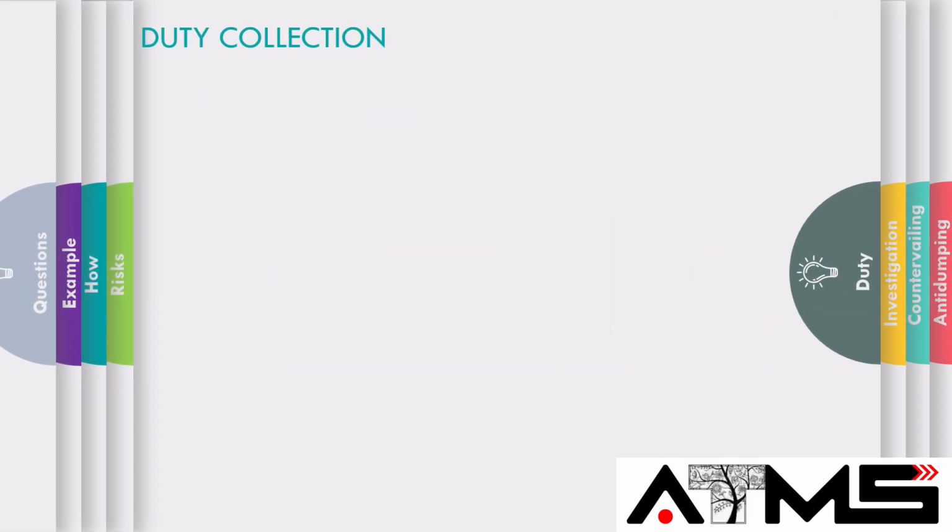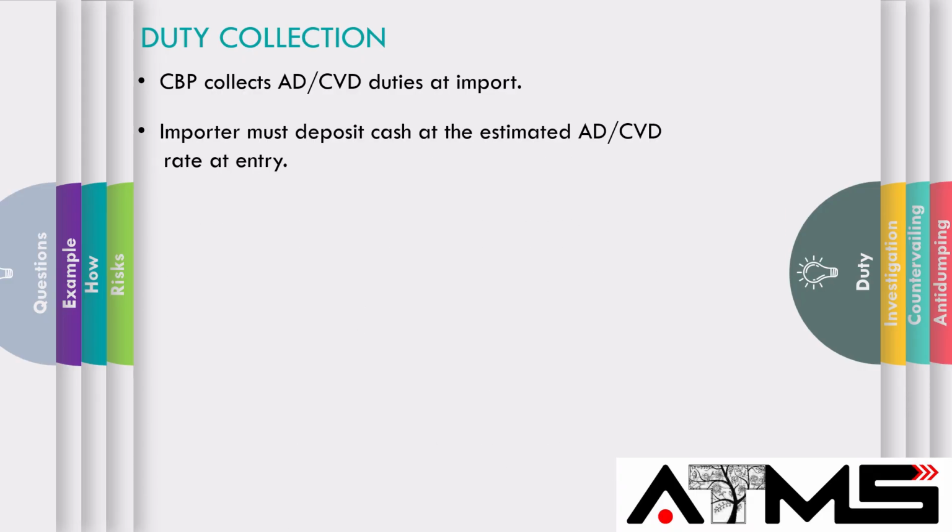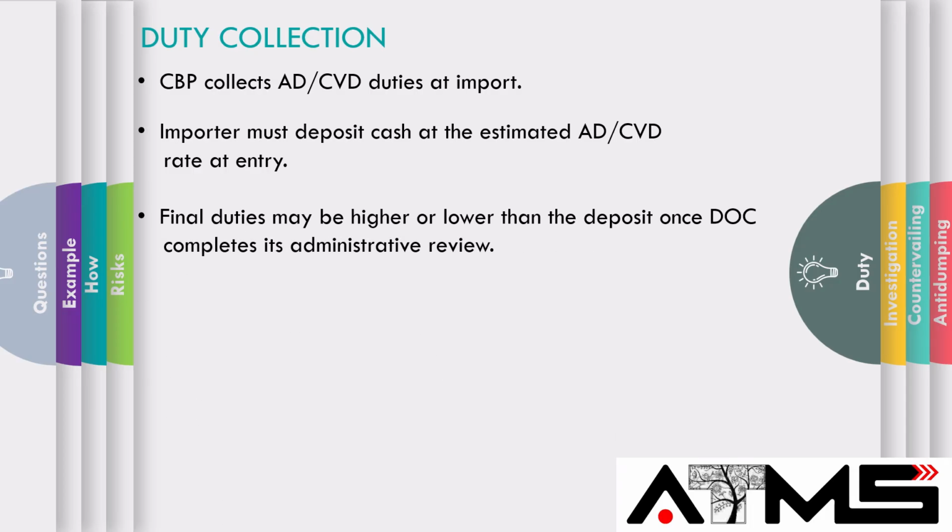Once AD or CVD orders are in place, U.S. Customs and Border Protection, which is CBP, becomes a collecting agency. Importers must pay an estimated cash deposit at the time of entry. Importantly, the actual duty rate can change later, depending on the Department of Commerce's annual administrative review. And this process can take several years to finalize.